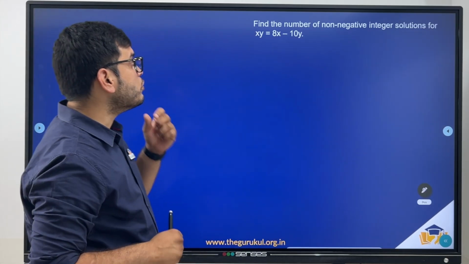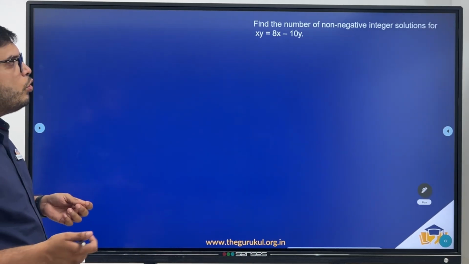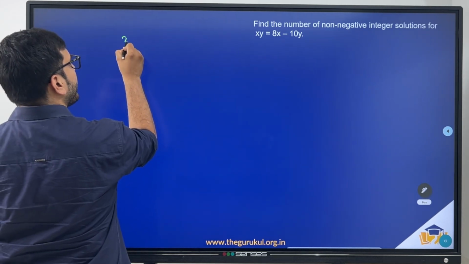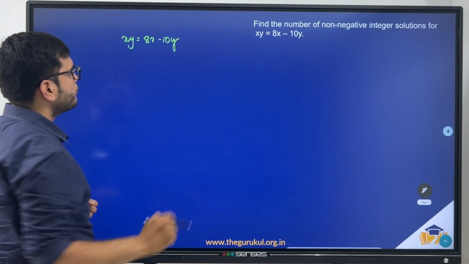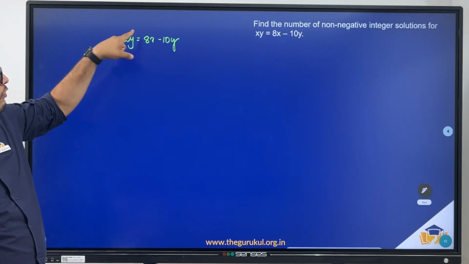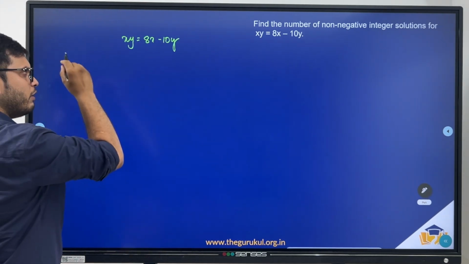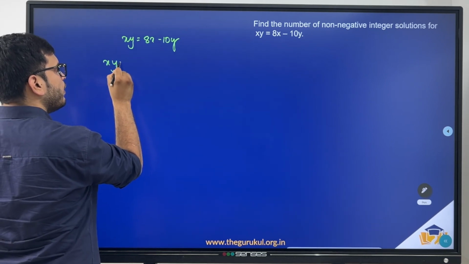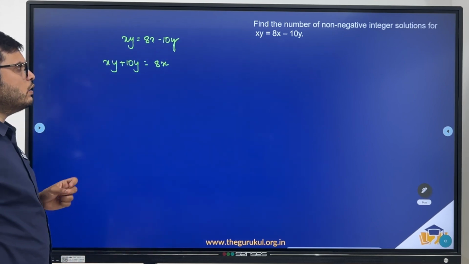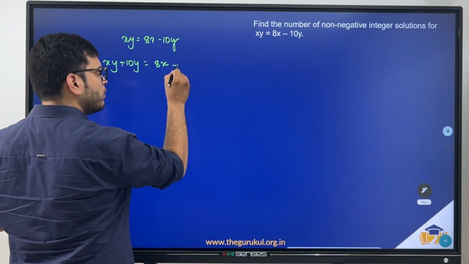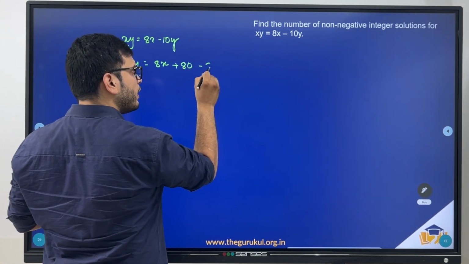Now coming to the fourth question, find the number of non-negative integer solutions for xy is equal to 8x minus 10y. Now what I'll do is I'll shift minus 10y to the left hand side. So you'll have xy plus 10y is equal to 8x. Now let me add 80 and subtract 80.